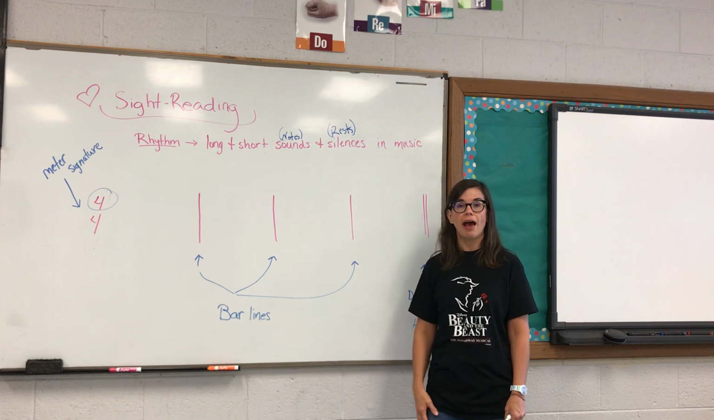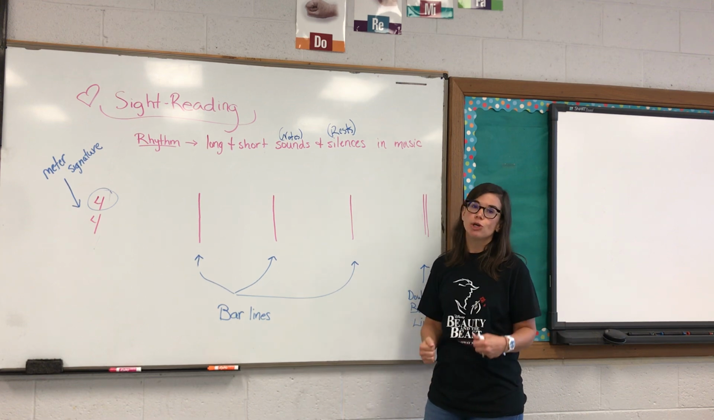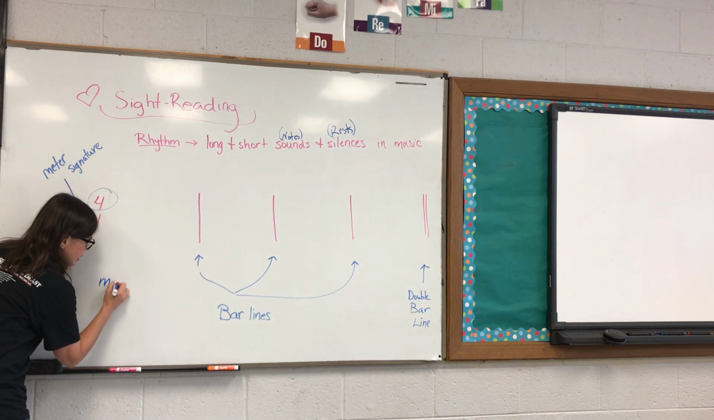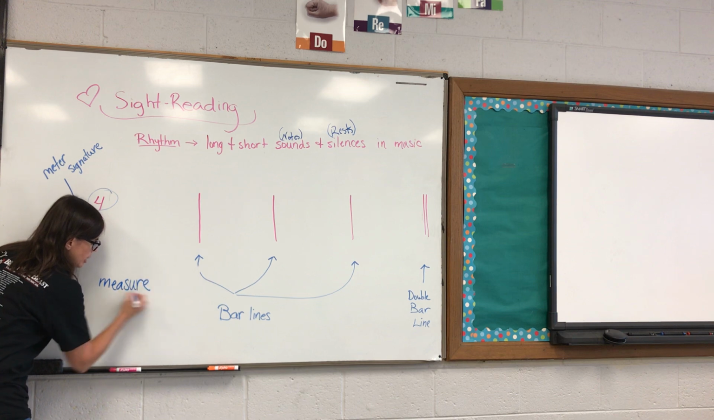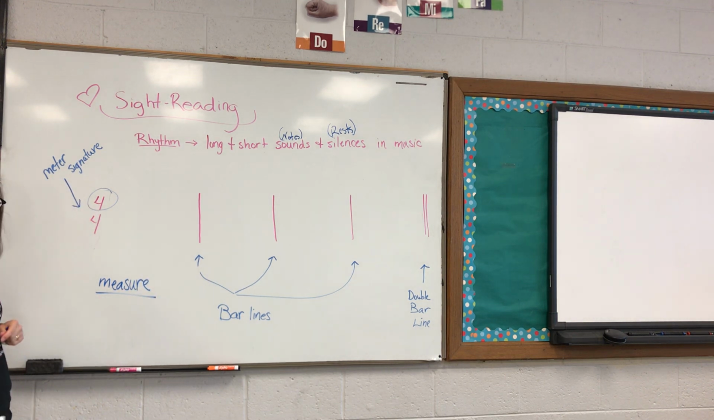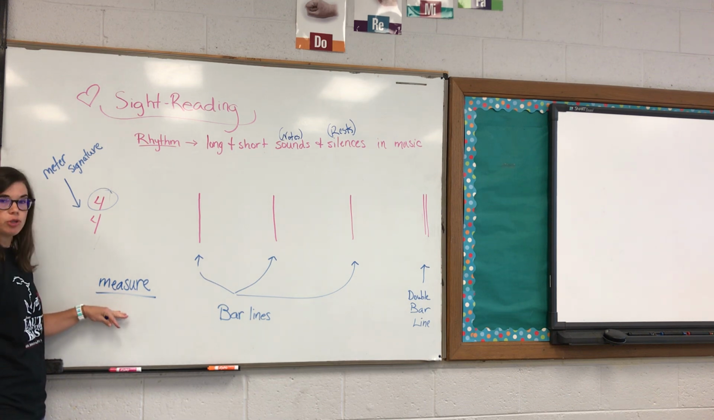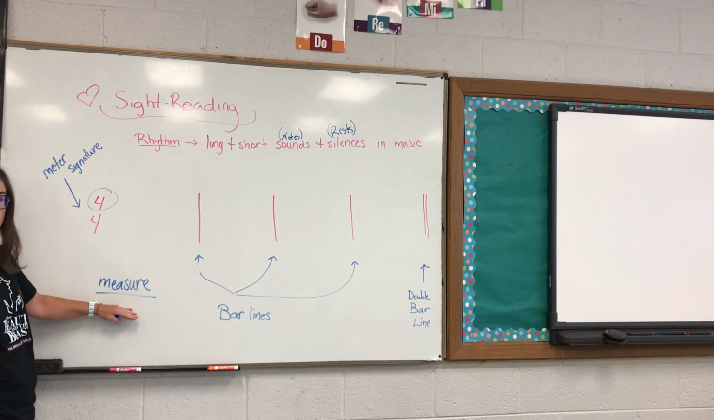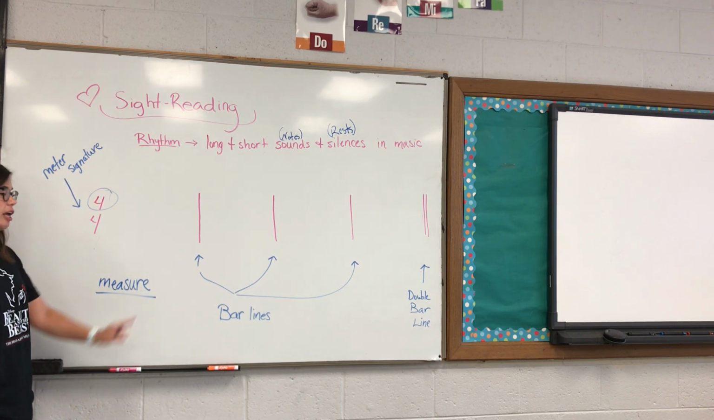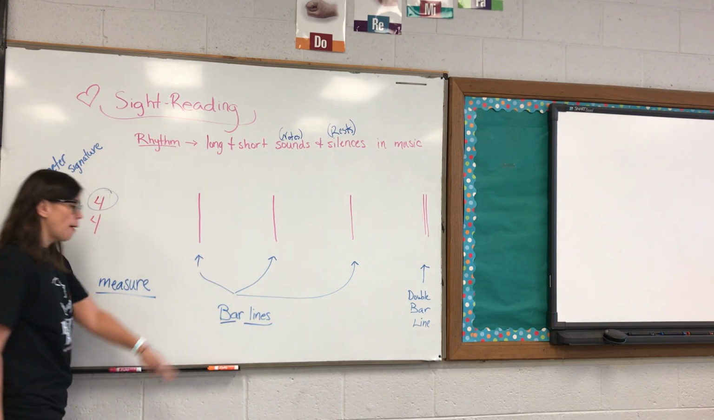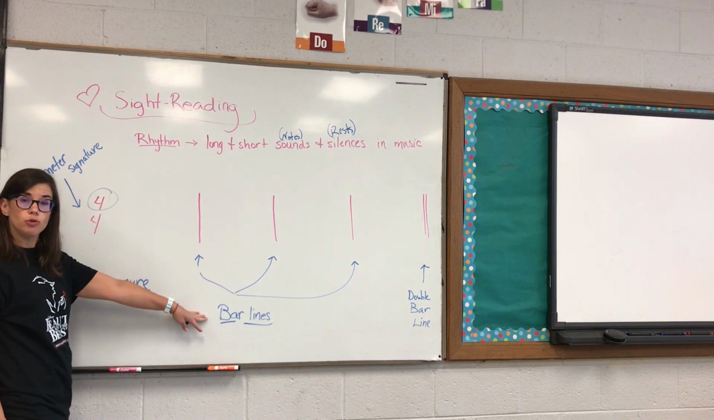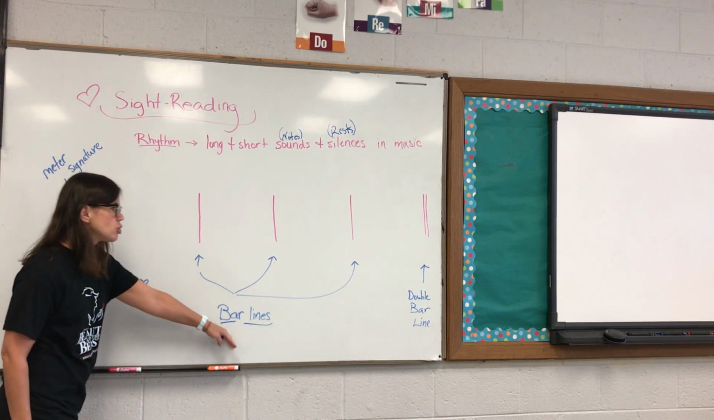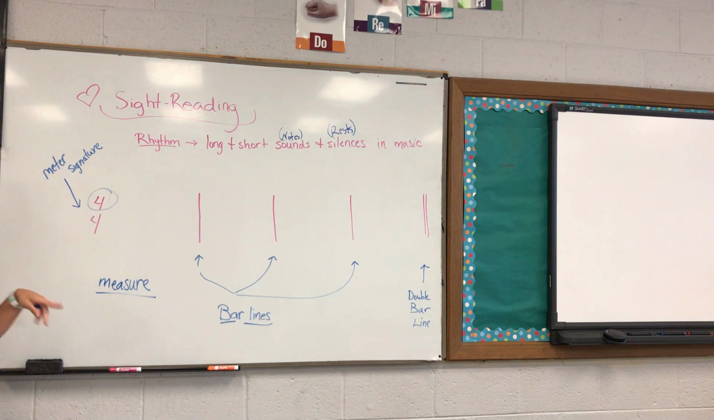The only purpose they have is to separate music into sections called measures, right? I just said that. So a measure is a section of music. You should write that definition down: a section of music separated by bar lines, okay? If you want to know the definition of bar lines, bar lines are lines that cut the music into sections called measures.